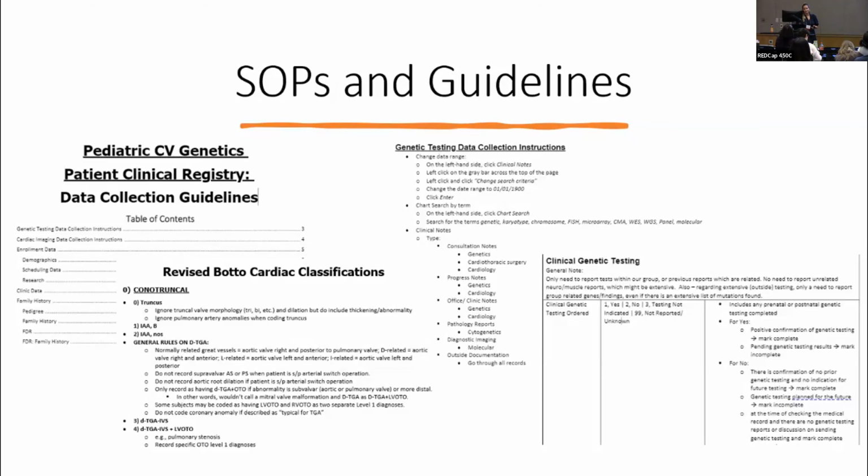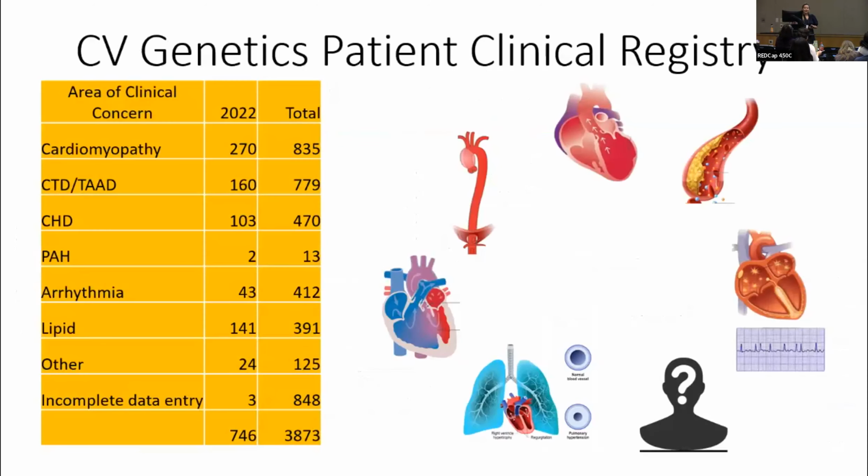So, rules. Our registry currently, like I said, is almost at 4,000. I looked today, I think it was 3,900 and something. This just gives you a quick overview of the different groups that I was telling you about and how many we have in the database. In that second column, those are the patients that were seen in clinic in 2022, and our far right column is total. I will note that the bottom row there, incomplete data entry, is 848 patients.